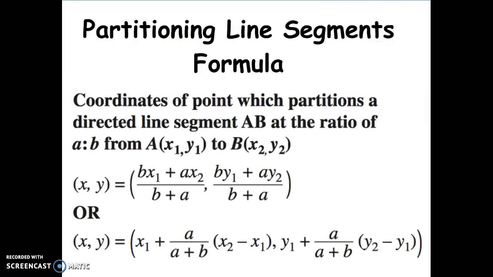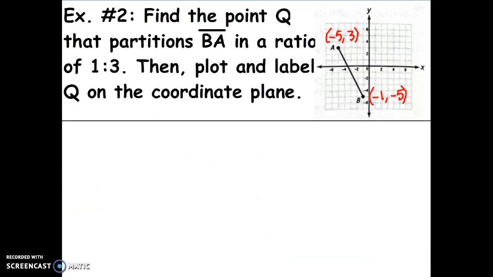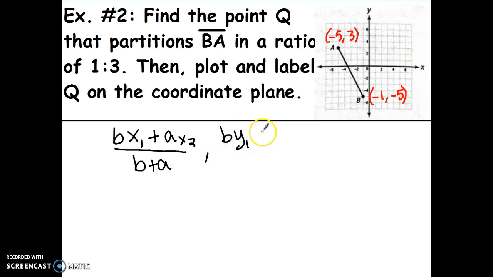Now, for this particular example, we're going to use our first formula, because we're given a ratio, not a fraction. So let's go back to our example. I'm going to go ahead and write the formula down now. We have (b x1 + a x2) over (b + a), and (b y1 + a y2) over (b + a).